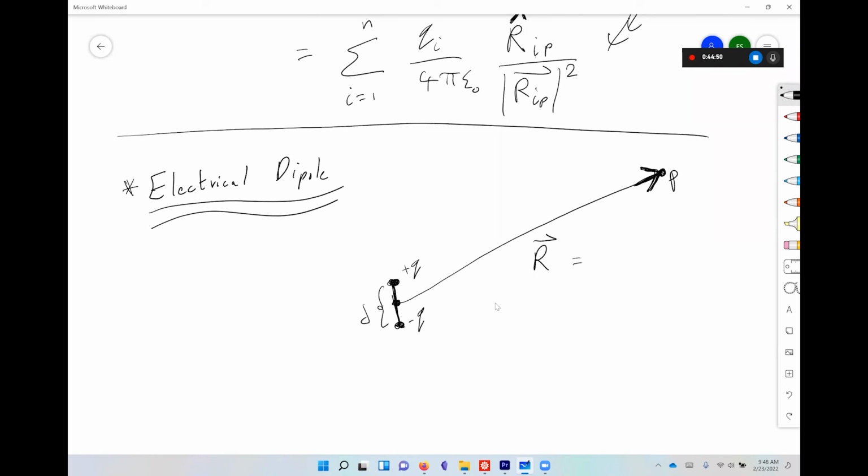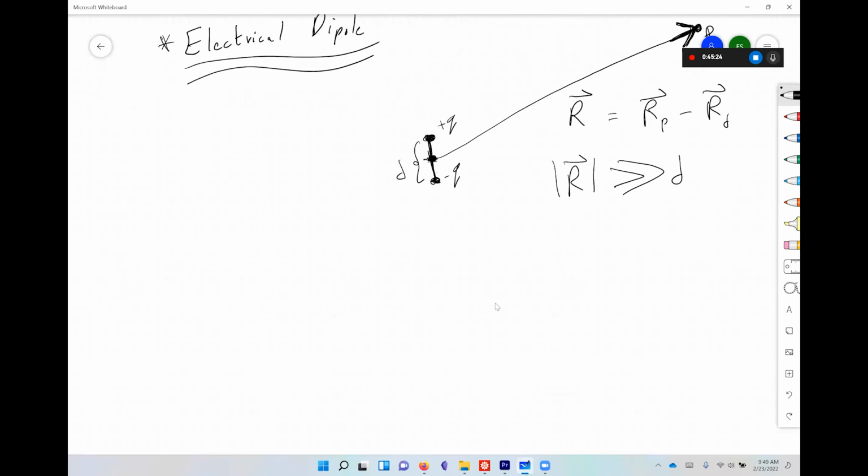R is going to be, let's call it RP, the position vector of the point in space, minus RD, the position vector of the dipole. So the idea is, what happens if the magnitude of R is much larger than d? If R is much larger than d, it doesn't matter where the origin of the position vector is. I could put it in the center, that's fine. What would the field look like for that dipole? And the key thing here is that we can approximate.